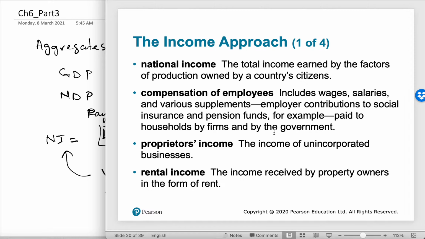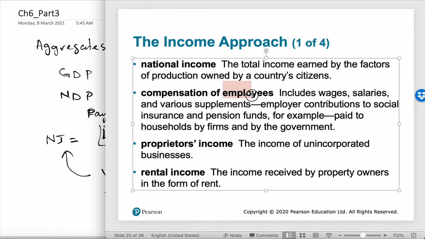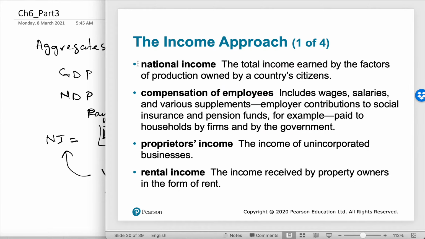So it might be that you're working for the government. As long as you are offering your labor, your time, then the payment for that time as an employee is called compensation of employees. So this is equivalent of that W which I mentioned.